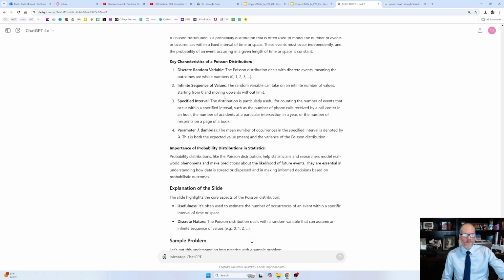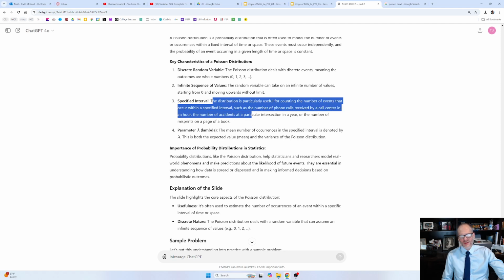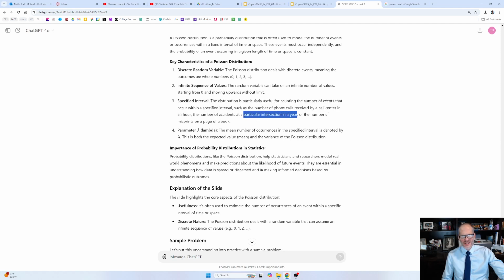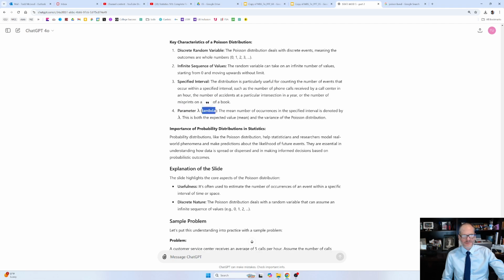Specified interval. The distribution is particularly useful for counting the number of events that occur within a specified interval, such as the number of phone calls received by a call center in an hour, the number of accidents at a particular intersection in a year, or the number of misprints on a page of a book. That's cool. Lambda. The mean number of occurrences in the specified interval is denoted by lambda.